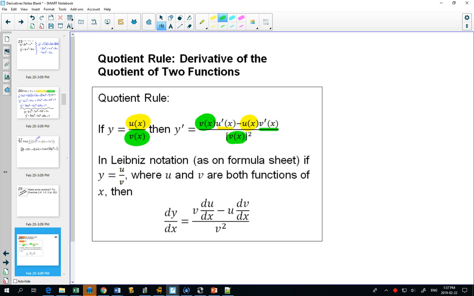So we can look at the same thing in Leibniz notation, color code things the same. We keep the bottom function the same, then multiply by the derivative of the first function, then keep your first function the same, multiply by the derivative of your second function, and then you keep your second function the same and square it on the bottom.